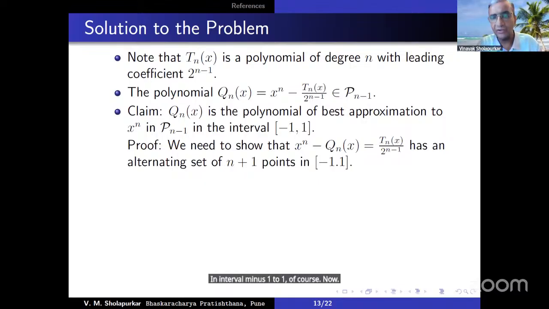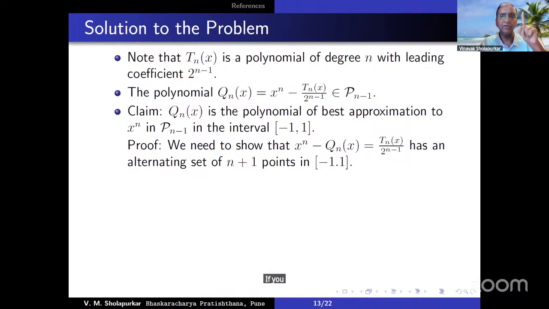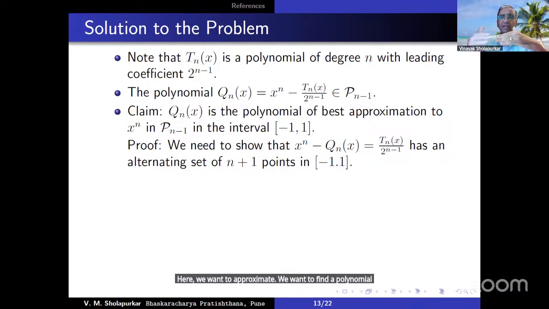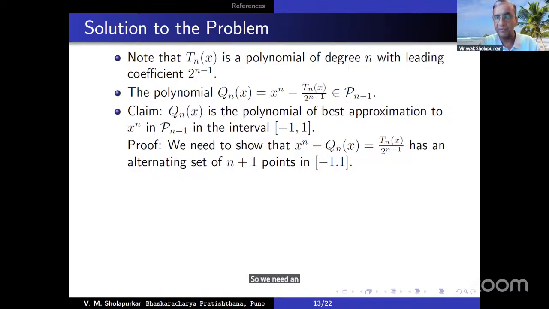Now, all that we need to show, by using that theorem on the set of alternating points, if you remember, is this: if you want a polynomial of best approximation of degree less than or equal to n, you need an alternating set of n plus 2 or more points. Here we want to find a polynomial of best approximation of degree less than or equal to n minus 1. So we need an alternating set of n plus 1 points.